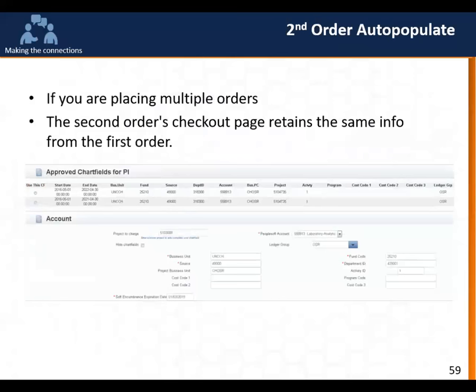So if you place multiple orders in a row, the second order, all the data will auto-populate from the first. One order after another, the next order will have the same data as the previous order, so you just overtype. Understand, Sally? I get it. All right.